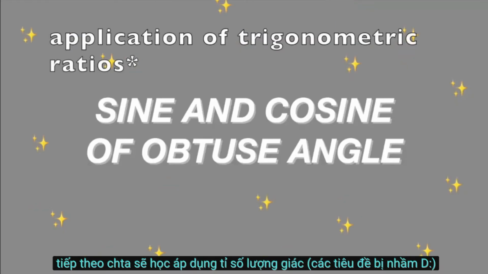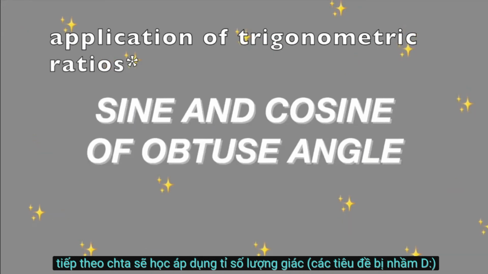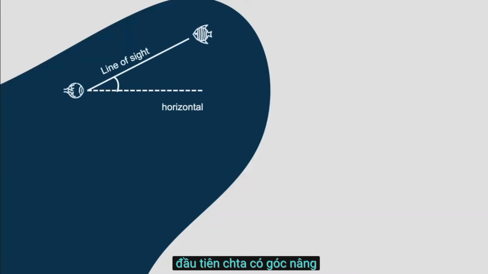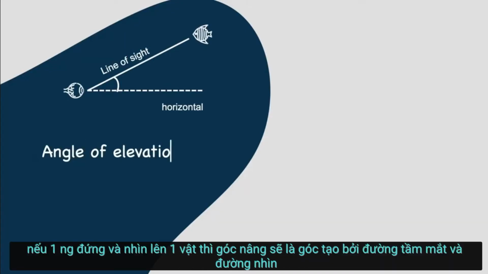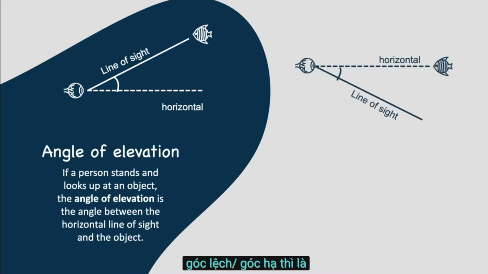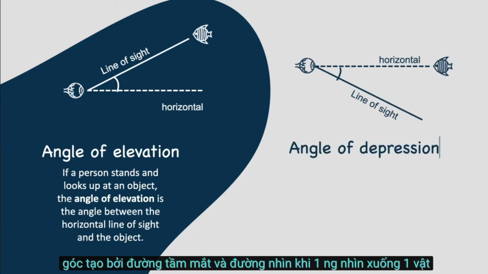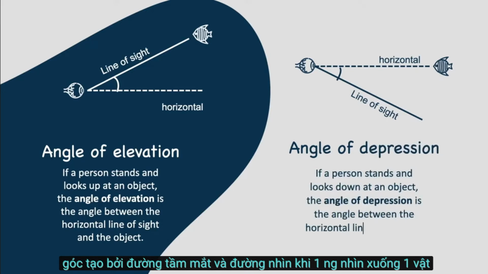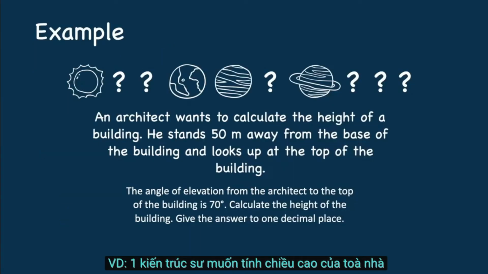Let's move on to 26.6, application of trigonometric ratios. So the first is angle of elevation. If a person stands and looks up at an object, the angle of elevation is the angle between the horizontal line of sight and the object. So angle of depression: if a person stands and looks down at an object, the angle of depression is the angle between the horizontal line of sight and the object. So example, an architect wants to calculate the height of a building.